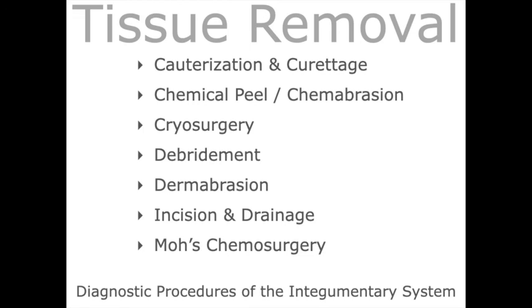Mohs chemosurgery is the use of zinc chloride paste to remove recurrent tumors and scar-like basal cell carcinomas with a minimum of normal tissue loss but complete removal of the tumor. As each layer is removed, it is examined microscopically, and the procedure continues until it is determined that the entire tumor has been removed. This technique is especially useful in treating basal cell epitheliomas.